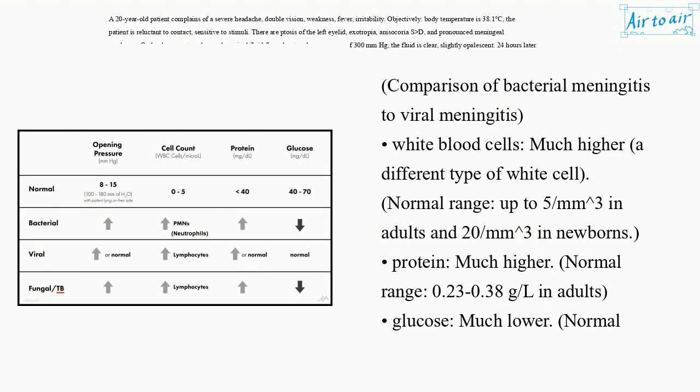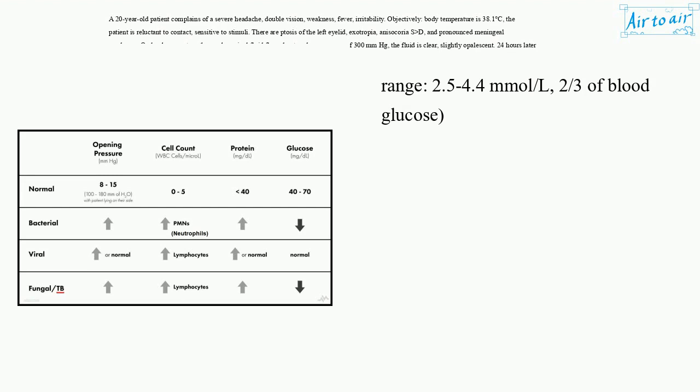Normal range, up to 5 per cubic millimeter in adults and 20 per cubic millimeter in newborns. Protein, much higher. Normal range, 0.23 to 0.38 grams/L in adults. Glucose, much lower. Normal range, 2.5 to 4.4 mmol/L, 2/3 of blood glucose.